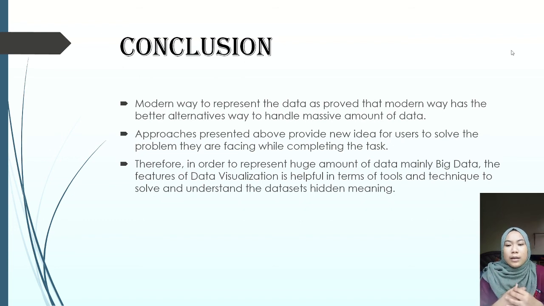All these new updated data visualization forms or features help data scientists a lot, especially in visualizing data and understanding trends and patterns. Therefore, in order to represent huge amounts of data, mainly in big data, the features of data visualization are helpful in terms of tools and techniques to solve and understand the data set's hidden meanings. So thank you so much.